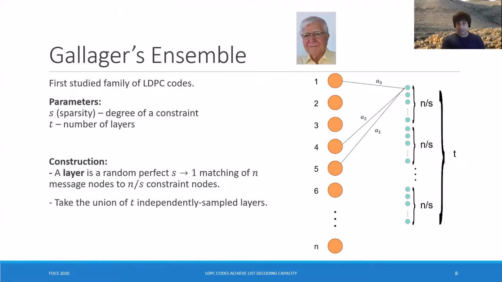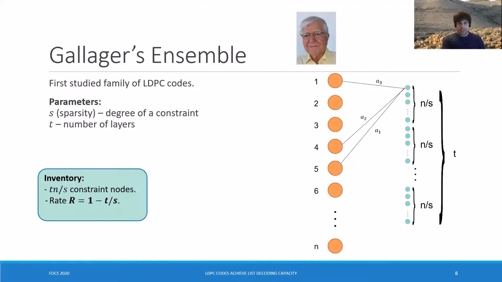So this is a random construction and yields a code which is certainly an SLDPC code, and we call the resulting code a random Gallager code of sparsity S. Now, note that such a code has exactly Tn over S constraint nodes because each layer consists of n over S constraint nodes. So the rate of the code is going to be 1 minus T over S. And in particular, we're going to want T to be less than S.